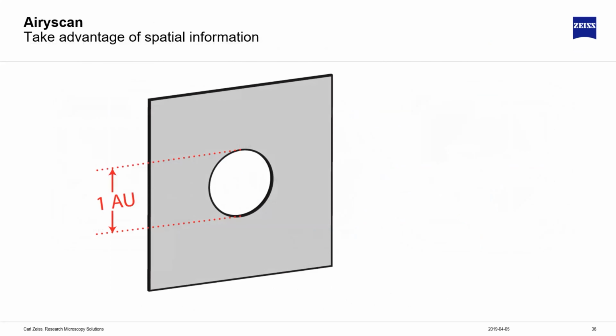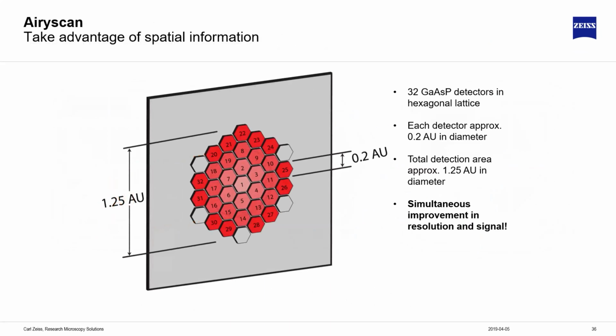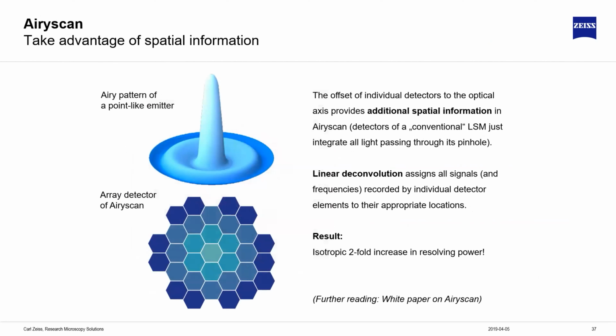Where the pinhole might be 1 area unit in diameter, this is in total about 1.25 area units in diameter, but every single element is only 0.2 area units in size. And so we get to achieve the resolution that we could if we closed the pinhole down to 0.2 area units, but we also get the sensitivity of collecting photons across an even larger area than we would with the pinhole setup. And so basically what we're doing is we're projecting this.